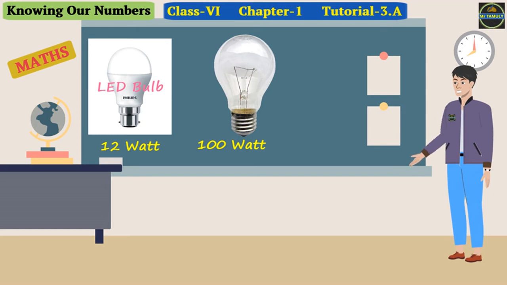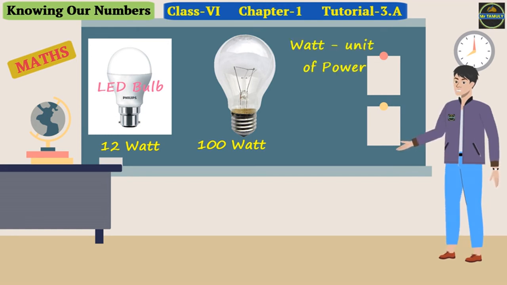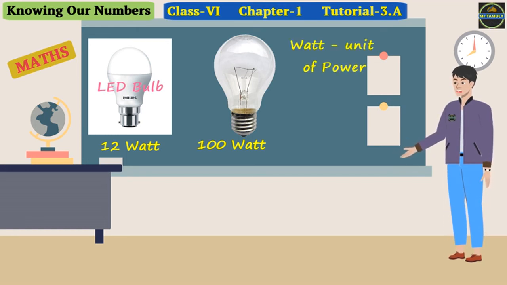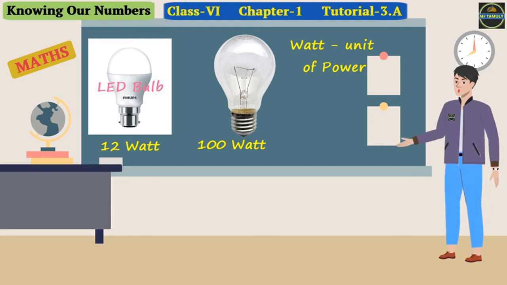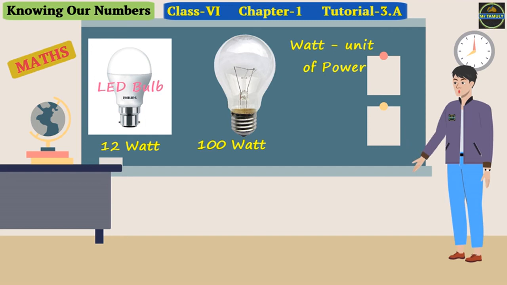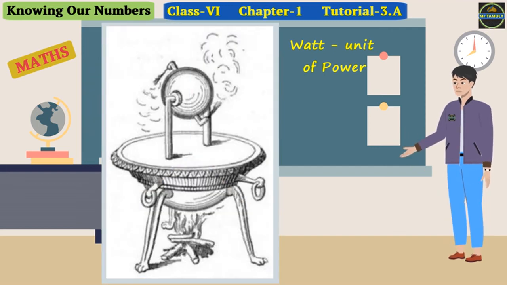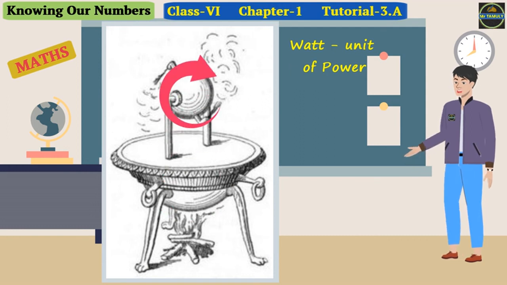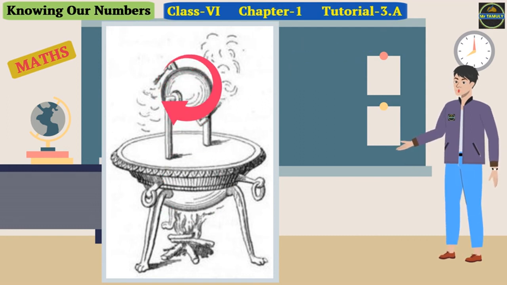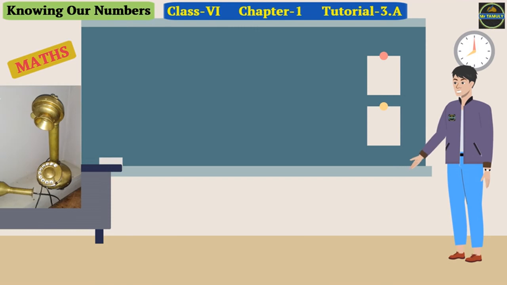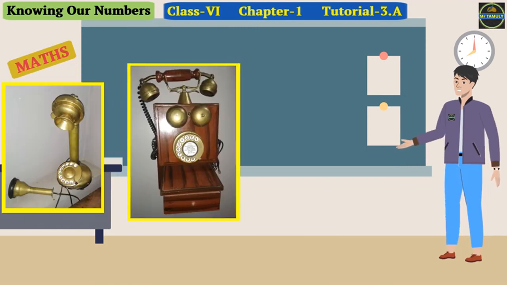Here I would like to tell you that watt is the unit of power. As a mark of honor to James Watt, the unit of power has been named as watt. As you already know, James Watt invented the first steam engine. I would like to tell you that steam is laden with energy, and the steam engine converts the energy of steam into mechanical power. The telephone invented by Alexander Graham Bell transmitted human voice through cables.